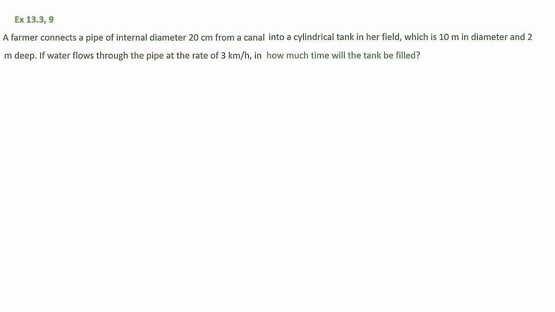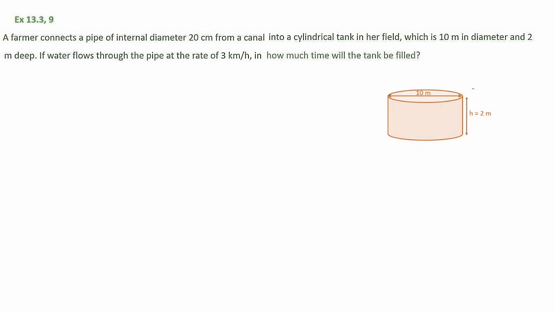Here, a farmer connects a pipe of internal diameter 20 cm. And here you must note the unit: this is in centimeter, the other units are in meters. It is connected to a cylindrical tank in her field. Dimensions are given: 10-meter diameter and 2-meter deep. If water flows through the pipe at the rate of 3 km per hour, this is also speed. Just like the previous question, we will not consider it as a speed. We will think in a way that in 1 hour, the water will flow 3 km, meaning we will consider it as the length. In how much time will the tank be filled? The time taken to fill the tank we have to calculate.